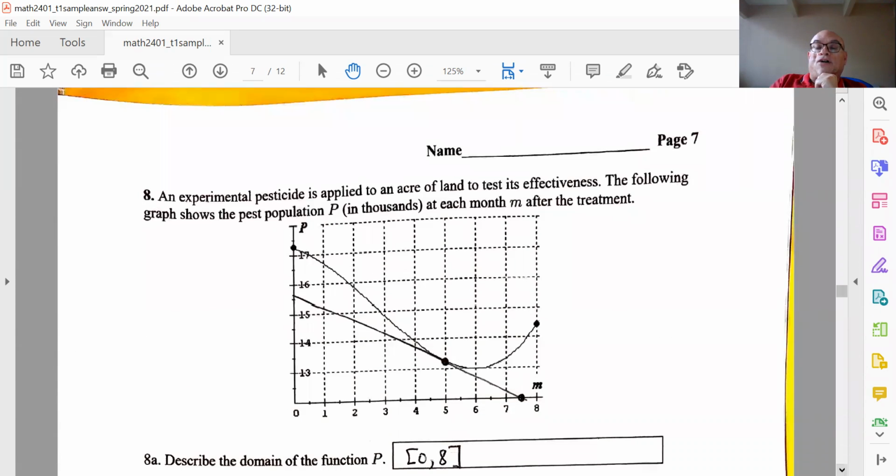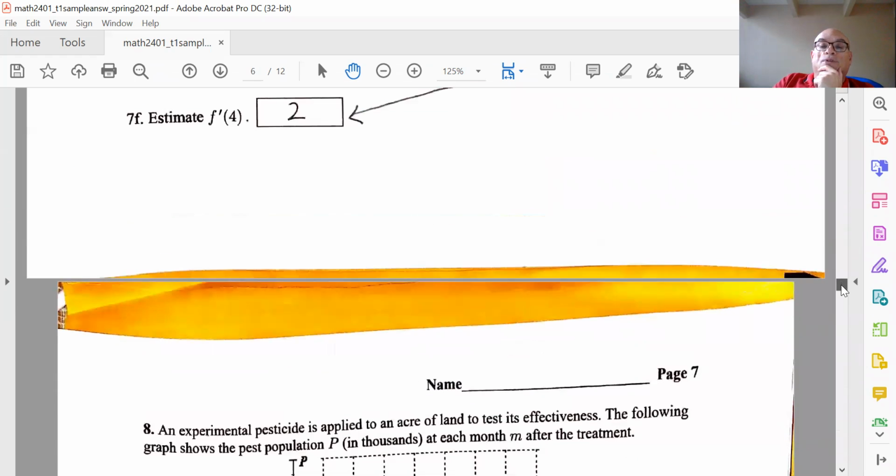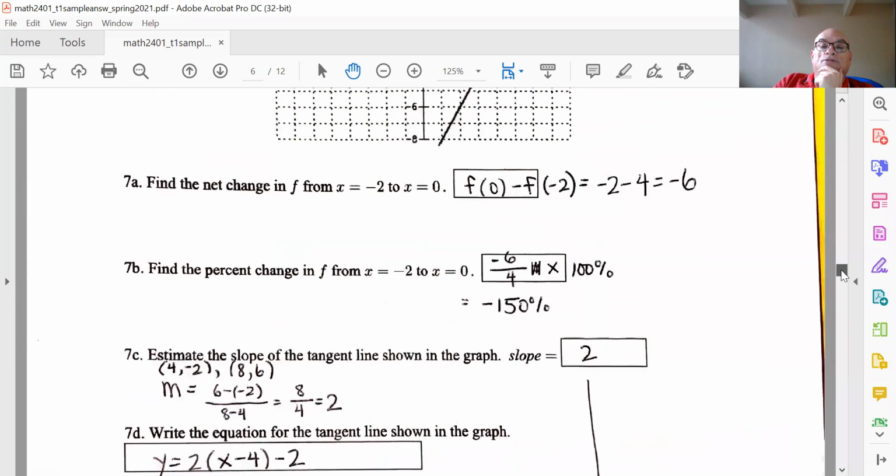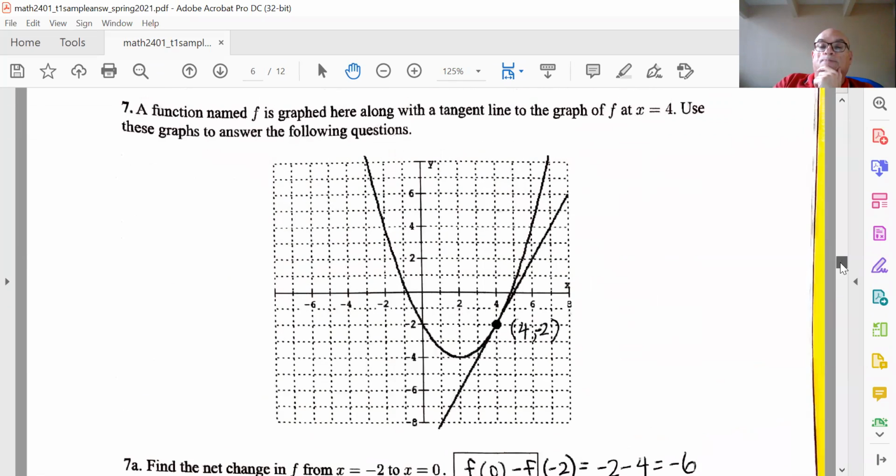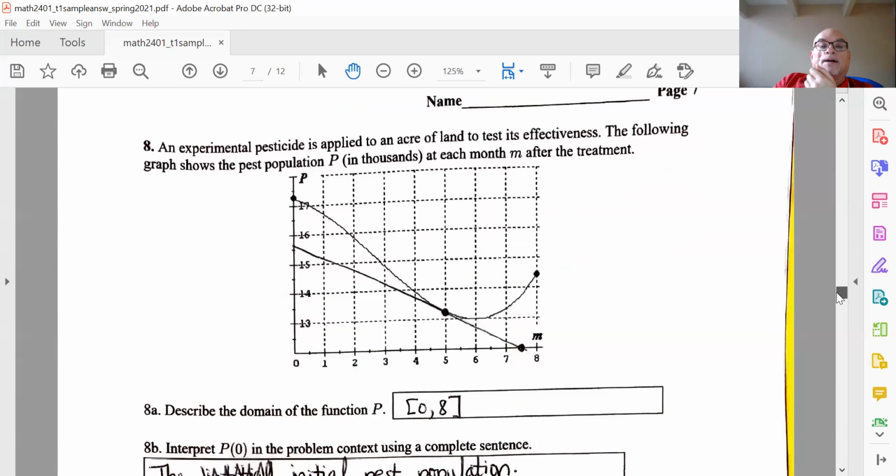All right, now let's try also here question 8. So this is a very similar question. It's just asked in context. So you have to interpret the values that you get here in the context of the problem. See, in problem 7, there's no context. You just have the graph of the function and this tangent line, right? Okay, but in problem 8, you're given a little bit of a story to go along with this graph.